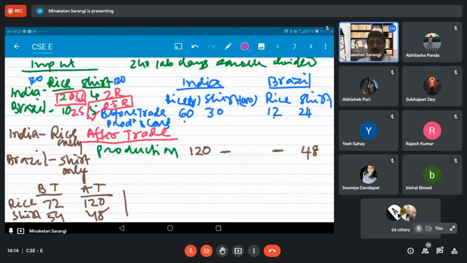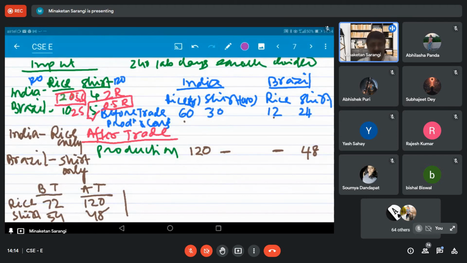So what will be the case? Since Brazil is efficient in the production of SAT, let Brazil engage all the labor hours. So utilizing 240, Brazil produces 48 SAT. So how much requirement is left unproduced? This is 54 minus 48, that is equal to 6.